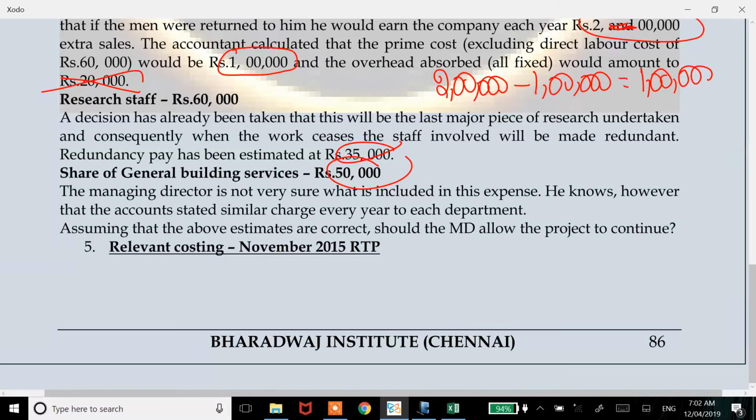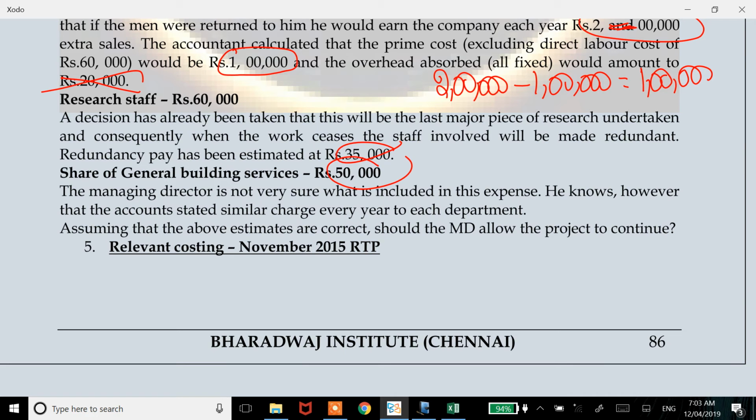Now, some share of general building service. The managing director is not sure. He knows that accounts stated a similar charge every year to each department. If you take up the project, 50,000 will be distributed. If you don't take up, it will be distributed to something else. Whether you do the project or not, this general building service is of no use.